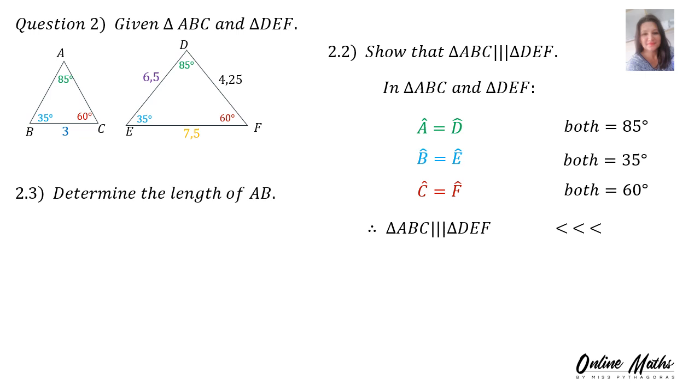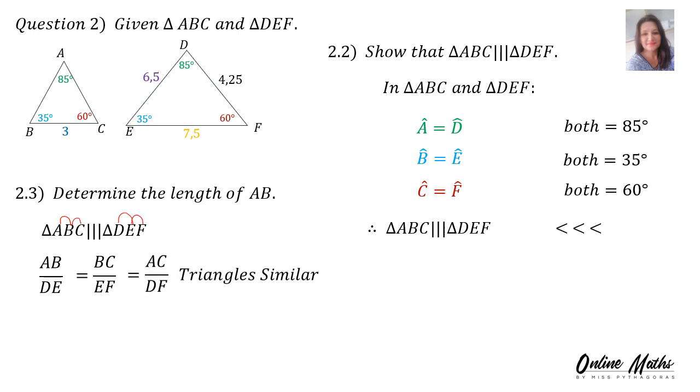Therefore, triangle ABC is similar to triangle DEF, and our reason, angle, angle, angle. Question 2.3 on the left hand side, determine the length of AB. Now remember, when we have proven that the two triangles are similar, we can write down the ratios. So we can start by saying that the ratio AB over DE is equal to the ratio BC over EF is equal to the ratio AC over DF. And you have to say, you can write that because the triangles are similar.